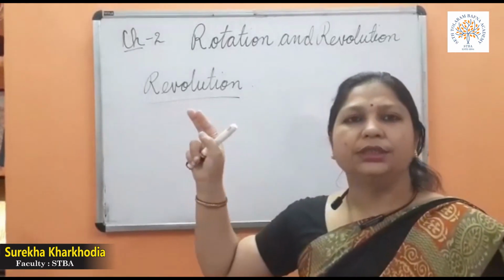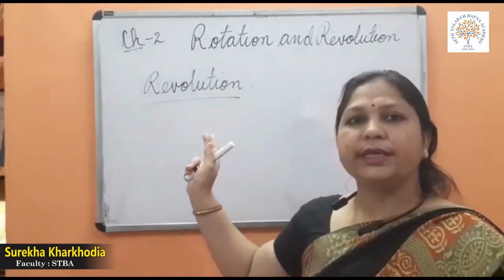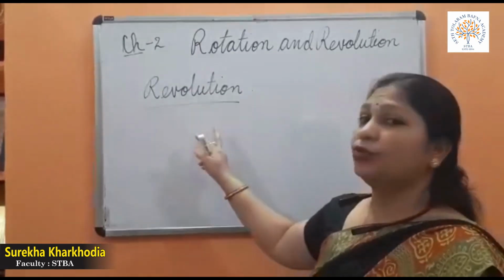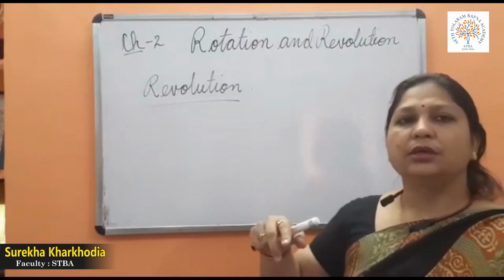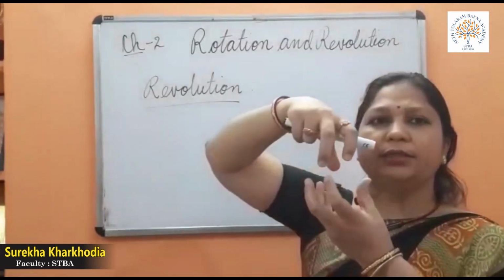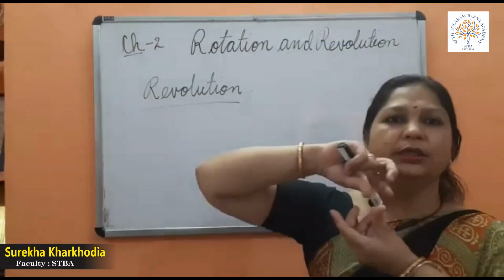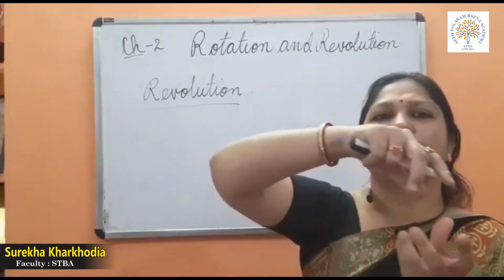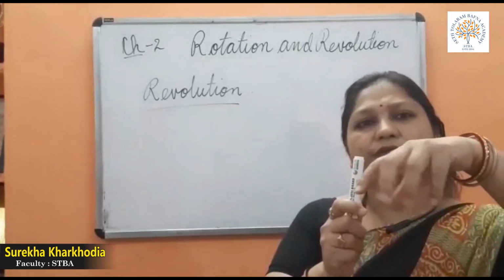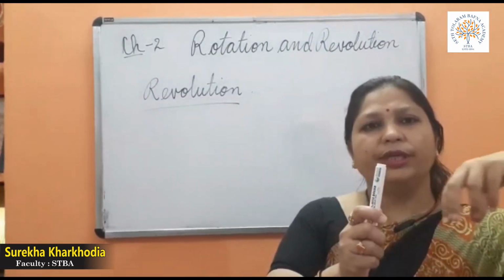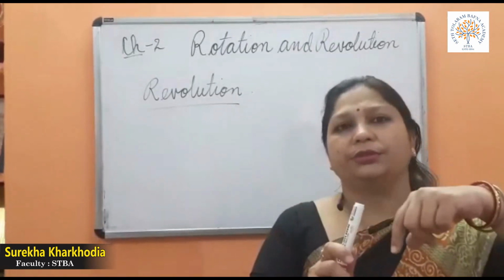You know children, the earth revolving or rotating on its axis and also going around the sun is called revolution. Means earth is rotating like this and also going around the sun like this. This is known as revolution. Suppose this is a sun, this is the earth. It is rotating but also going around the sun. This movement is known as revolution.